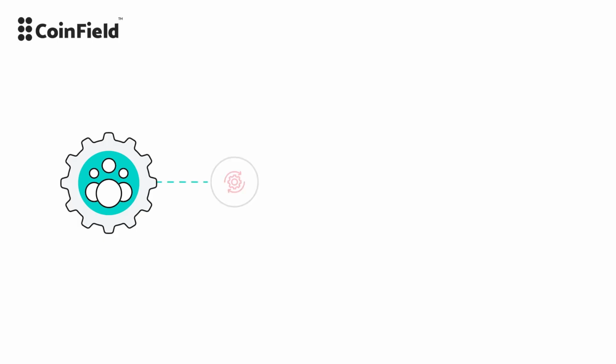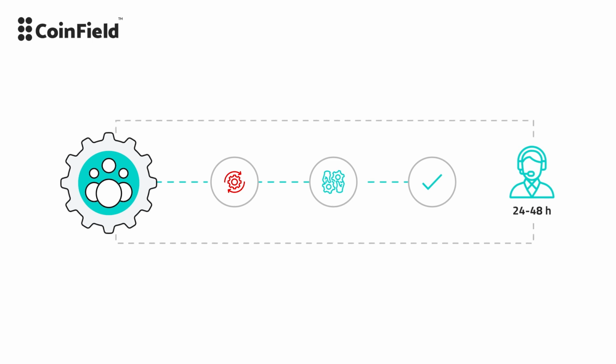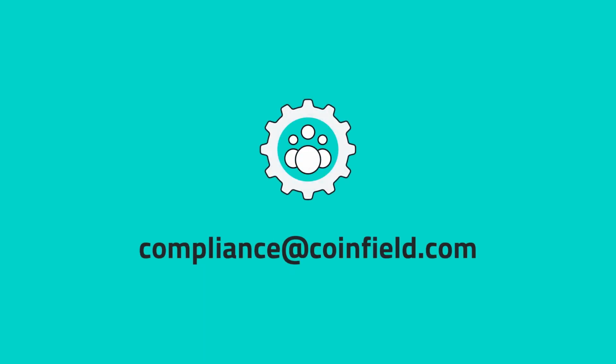Our compliance team will manually review your documents and details if you are not automatically approved. They will be in touch within 24 to 48 business hours if further information is required or if you have successfully verified your account. Our compliance team can be contacted at compliance@coinfield.com.